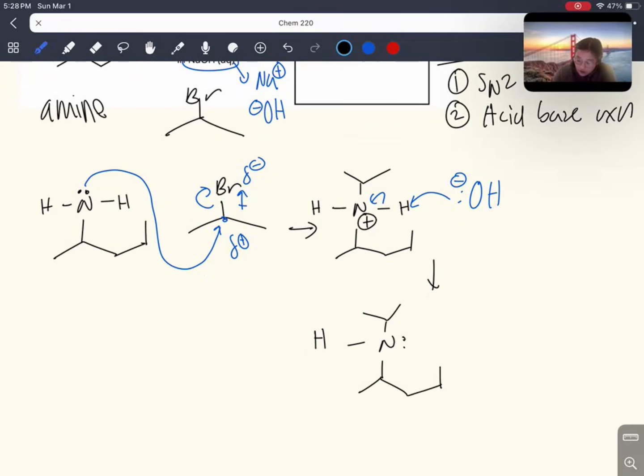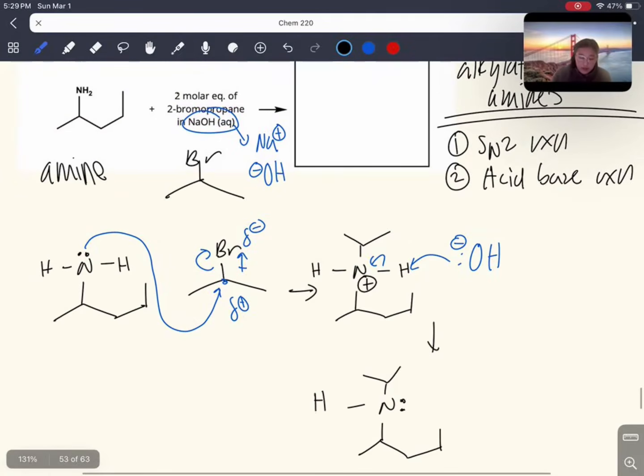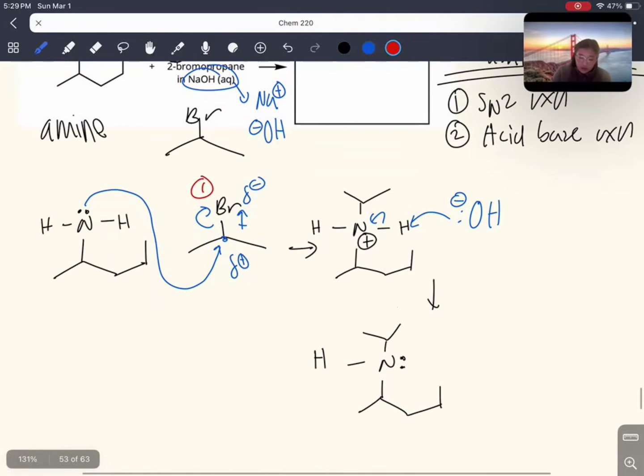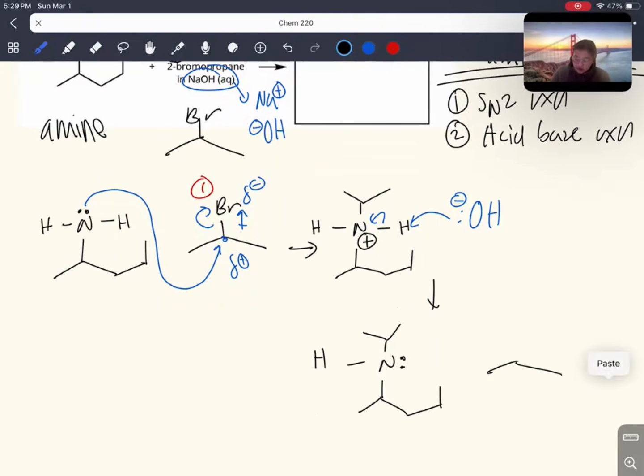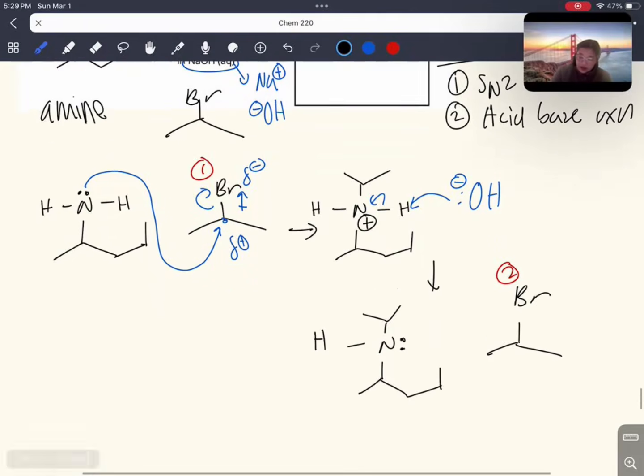So now our nitrogen is no longer protonated, so it's an amine again, and it has a lone pair. Now, what do we know if we have a lone pair available? If we have a lone pair available, we have a nucleophile available, and it can do another round of this exact same reaction. You're also hinted at this in the problem when it says that you're given two molar equivalents of 2-bromopropane. So we used one of them right here. Now we're going to use our second equivalent of 2-bromopropane, and it's going to be the exact same process as before.